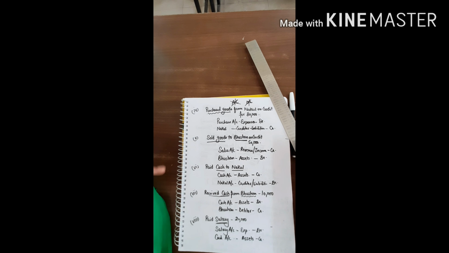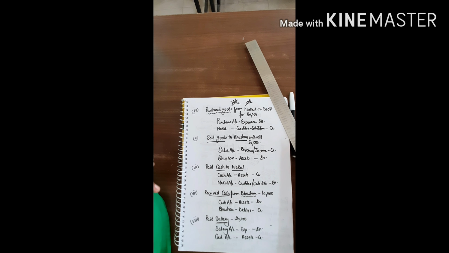सेवेंथ ट्रांजेक्शन इज देयर, दैट इज रिसीव्ड कैश फ्रॉम भूषण. आप भूषण से कैश रिसीव कर रहे हैं, कैश आपके पास आ रहा है और भूषण आपको पेमेंट कर रहा है. भूषण डेटर है, डेटर हमें पेमेंट करेगा तो नेचुरली असेट डिक्रीज होगी. असेट डिक्रीज होती है तो क्रेडिट होती है, और अगर असेट इंक्रीज होती है तो डेबिट होती है. तो कैश हमारे पास आ रहा है, that's why it will get debited and Bhushan account will get credited.